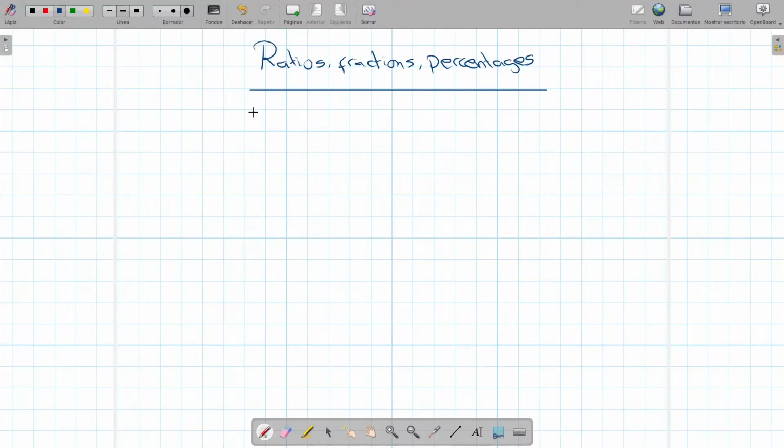Hello. Ratios, fractions, and percentages are all ways of representing numbers which are related somehow. Today we're going to learn what they mean and how to convert from one to the other.